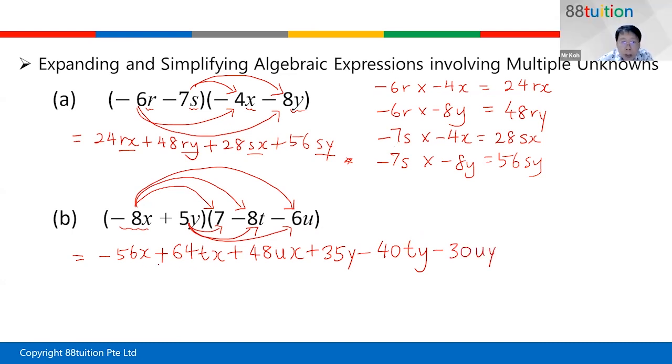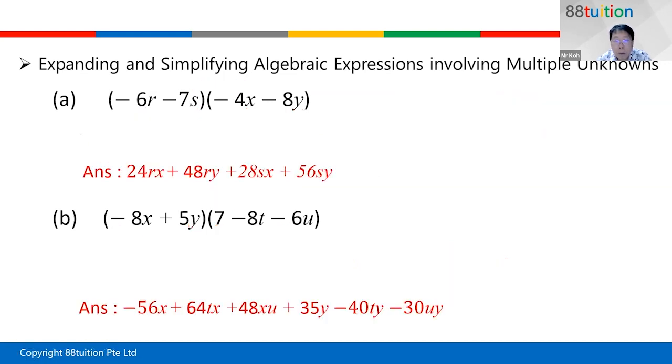So you notice one thing is they are all different: x, tx, ux, y, ty, uy. So that's the answer you will leave behind. Is it all right? Okay, so this is expanding and simplifying algebraic expressions involving multiple unknowns. Now I'm going on to the next one.